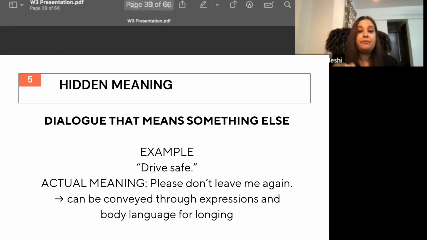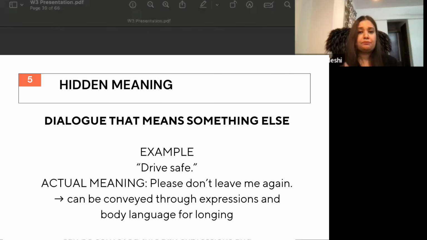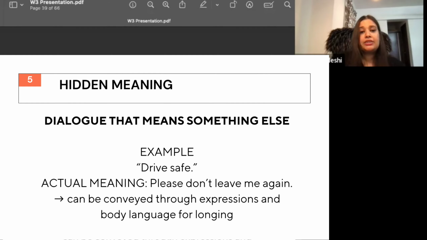Then comes hidden meaning, dialogue that means something else. For example, now again, here we are missing the context. I'm going to give it to you. The female says "drive safe," but the actual meaning behind it is "please don't leave me again." Let's say it is happening after a particular argument, or maybe something big happened and the hero is walking away, or maybe the heroine herself is walking away, and the other person says drive safe.